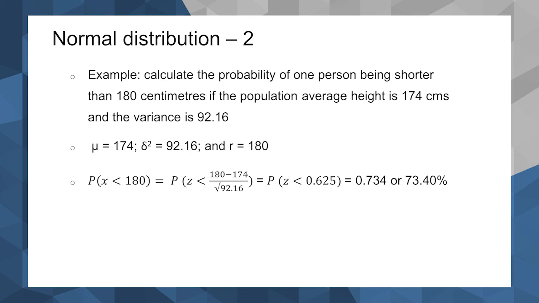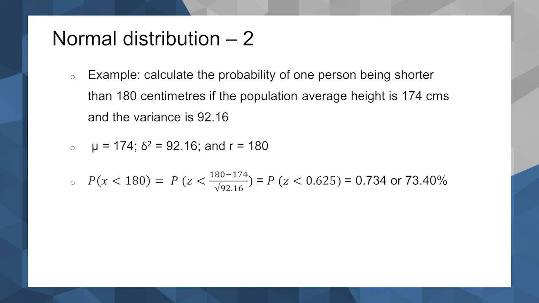So what do we get from that value? We get from that value that 180 is 0.625 standard deviations away from the mean. I repeat, that number of 0.625 that you see tells us that 180, which is the number we are trying to calculate the probability for, is 0.625 standard deviations away from the mean.